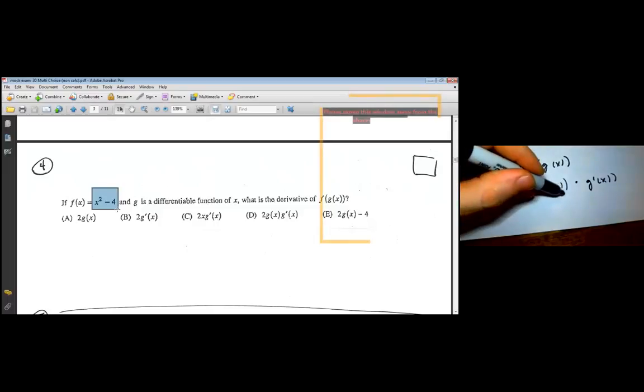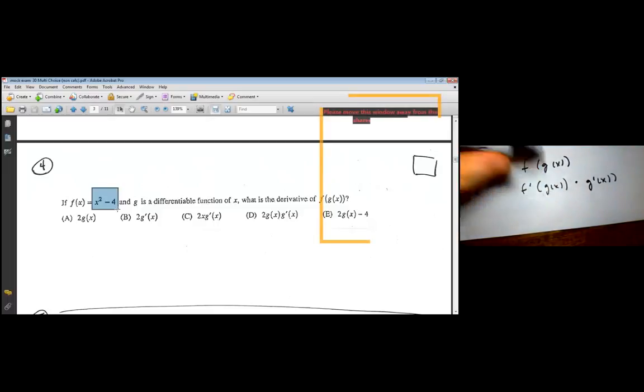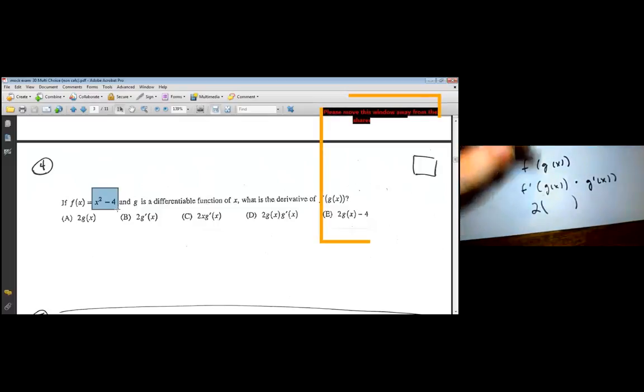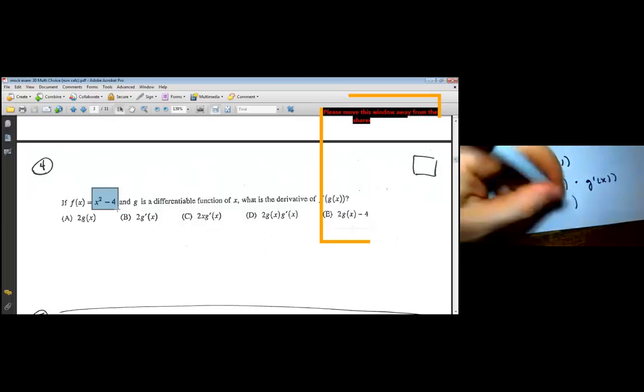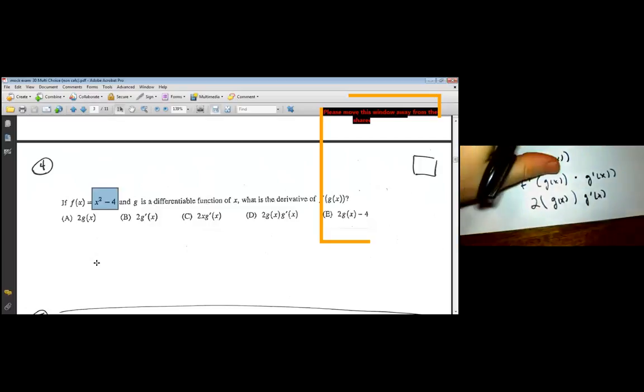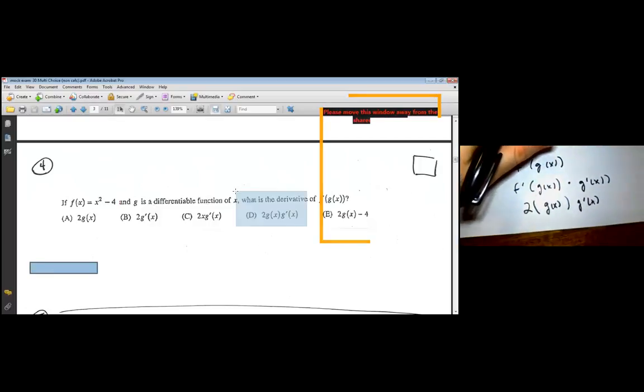Well, isn't f prime 2x, right? So f prime is 2x. So f prime of this thing is like plugging g of x into 2x. That would give me that, and then that would give me that, and then you've got yourself an answer. It's just kind of a blueprint type problem. And that takes us to letter D.